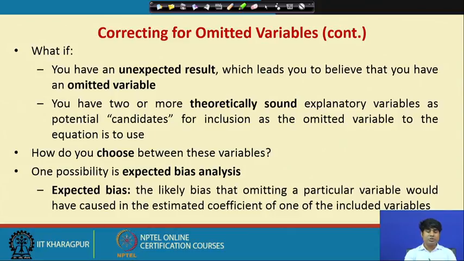So sometimes you have an unexpected result. That usually happens. It may be due to very good sampling, or very huge sampling, or it may be due to low sample size.